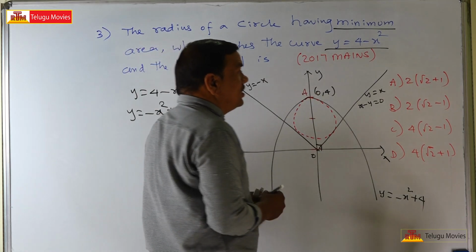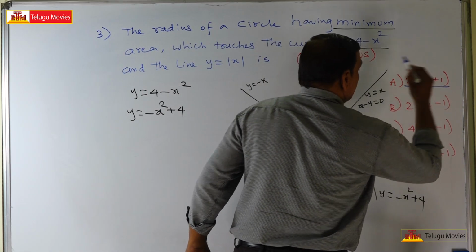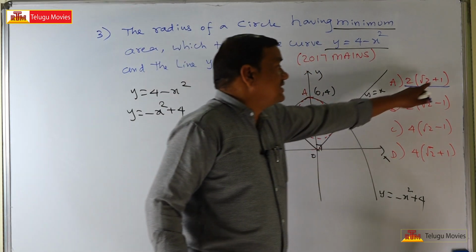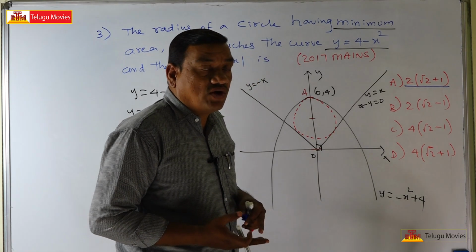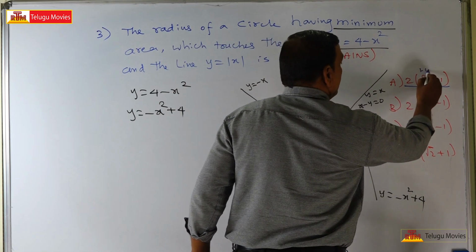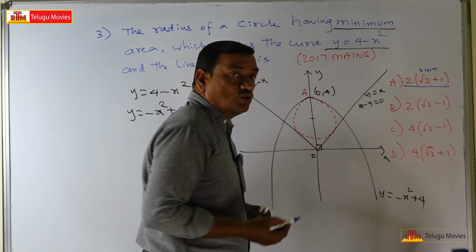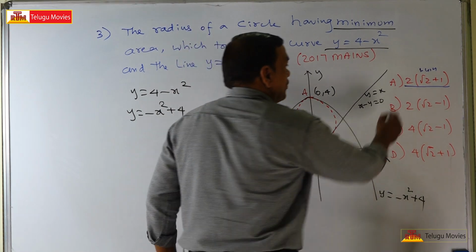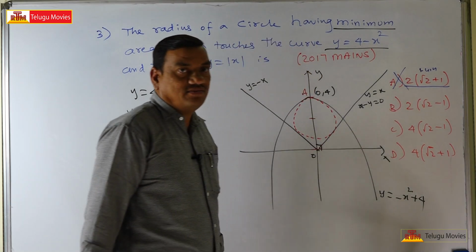If you observe the first option, root 2 is 1.414, plus 1, that is 2.414. If you multiply it with 2, it is crossing 4. Therefore option A is not your answer.